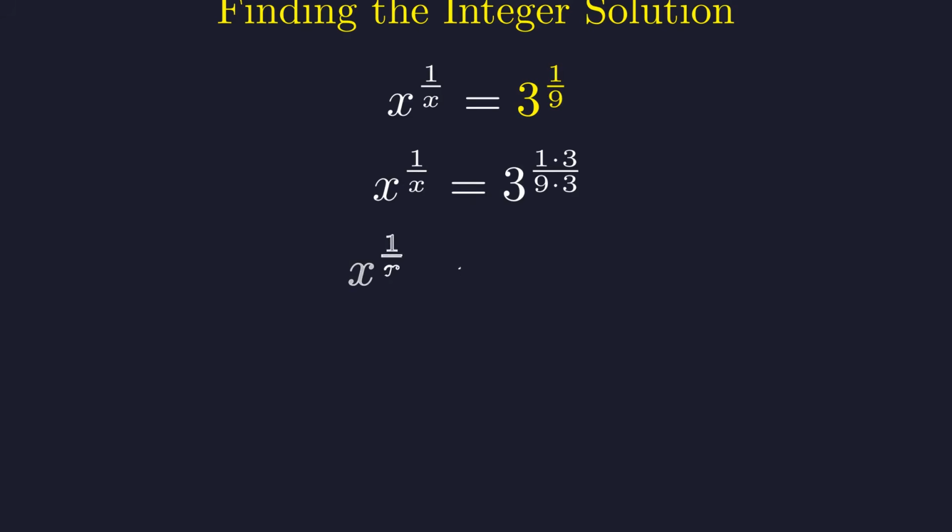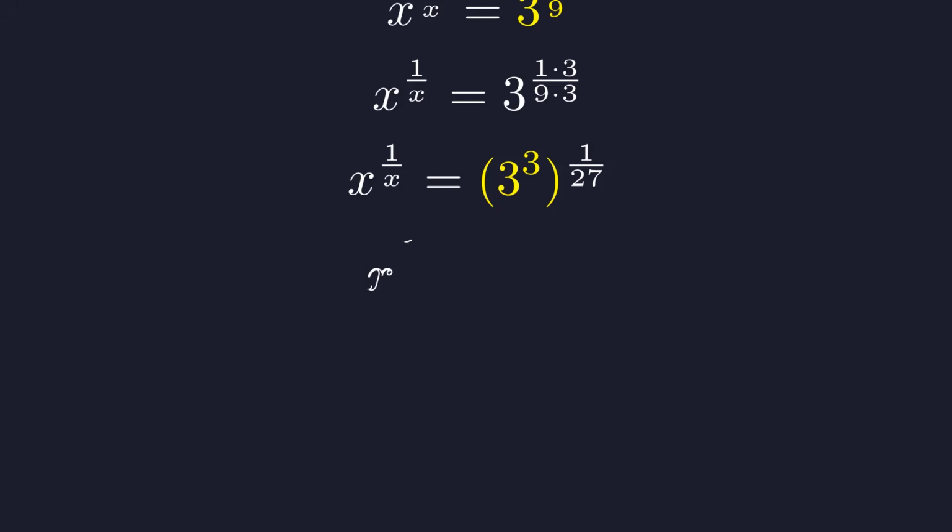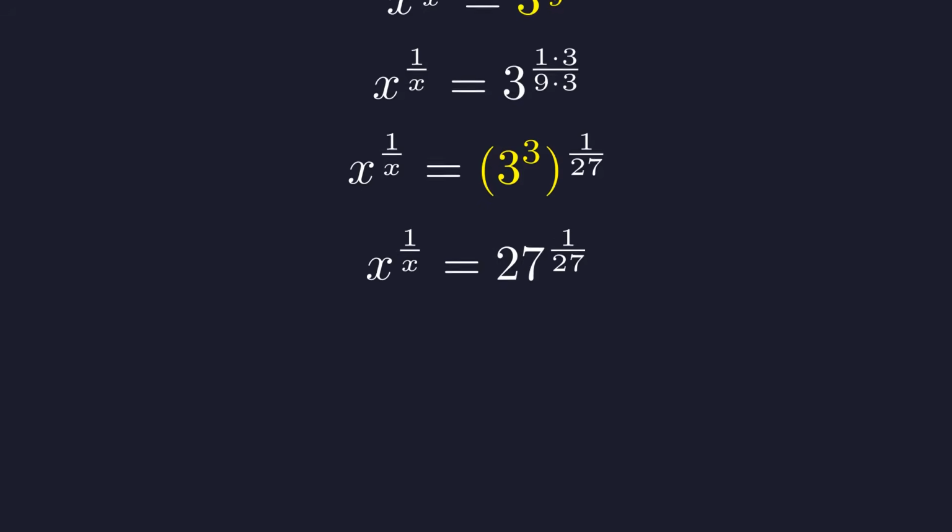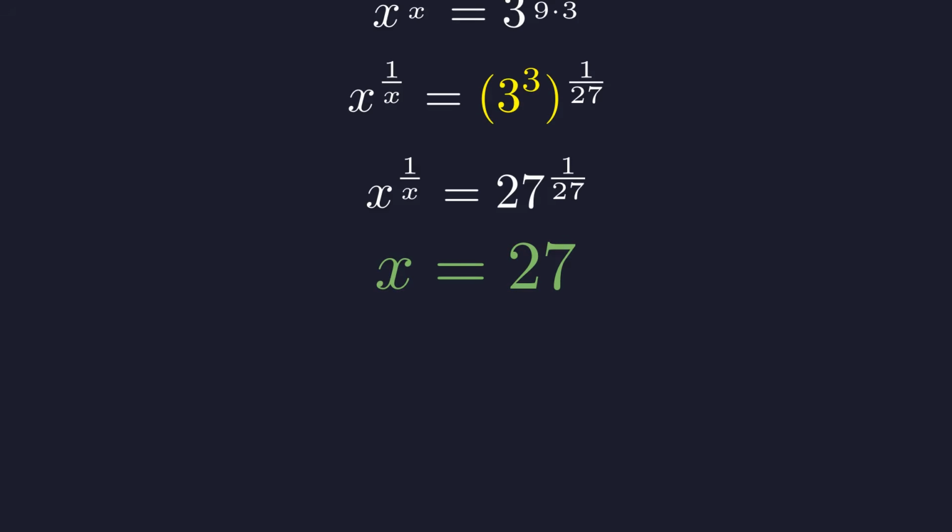Now, using the reverse power rule, we can rewrite this as 3 cubed, all raised to the power of 1 over 27, and 3 cubed is just 27. And there it is. The equation is now perfectly symmetrical. By inspection, x equals 27 is clearly one solution, since both sides equal 27 to the 1/27th. We find our first solution, x equals 27. This matches exactly what we saw on the graph.